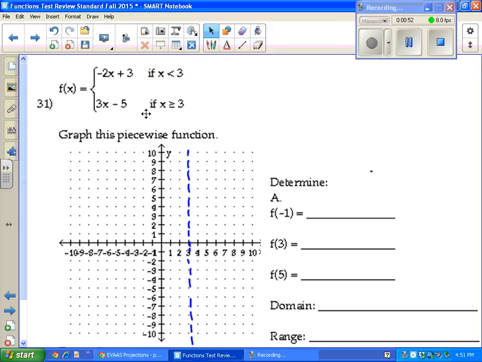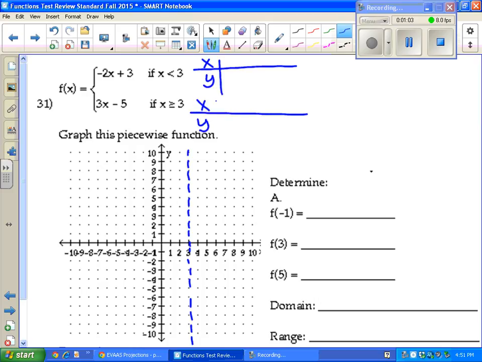The second step that I had on the board says do an x and a y table for each piece. So I'm going to come up here and I'm going to do an x and a y table for the first piece. I'm also going to do an x and a y table for the second piece. Again, the number that separates this piecewise function is the number 3. So I'm going to imagine a number line with 3, and the first one says if x's are less than 3. So if I think of numbers less than 3, 3 definitely needs to go in my table. And when I put 3 in there, I'm going to think about 2, 1, and 0. I'm going to do a couple of numbers that are behind 3. 2 or 3 numbers is fine.